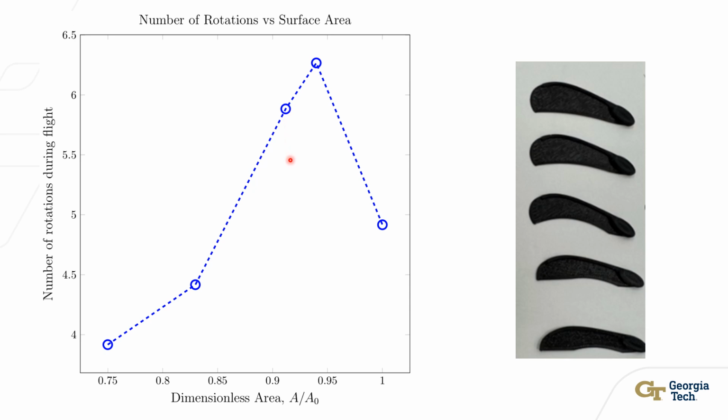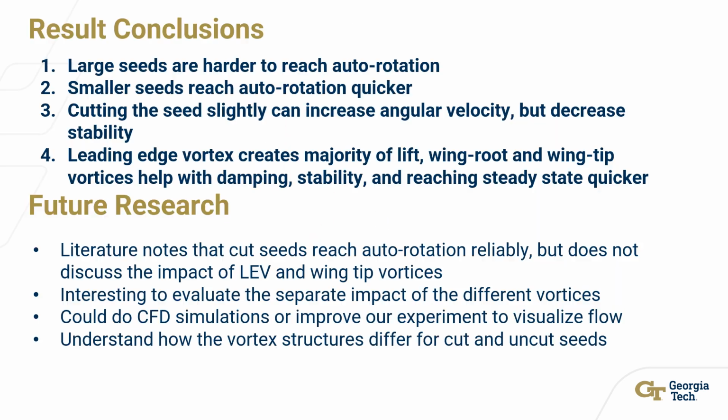We do not know the exact reasoning of this, but this is an interesting observation we made. What we notice is that large seeds are harder to reach autorotation and smaller seeds reach autorotation quicker. This is effectively because a larger seed has a larger moment of inertia, so it's more resistant to rotation. In addition, its gravitational force seems to be much larger than the lift force. And the inverse logic is true for the second statement.